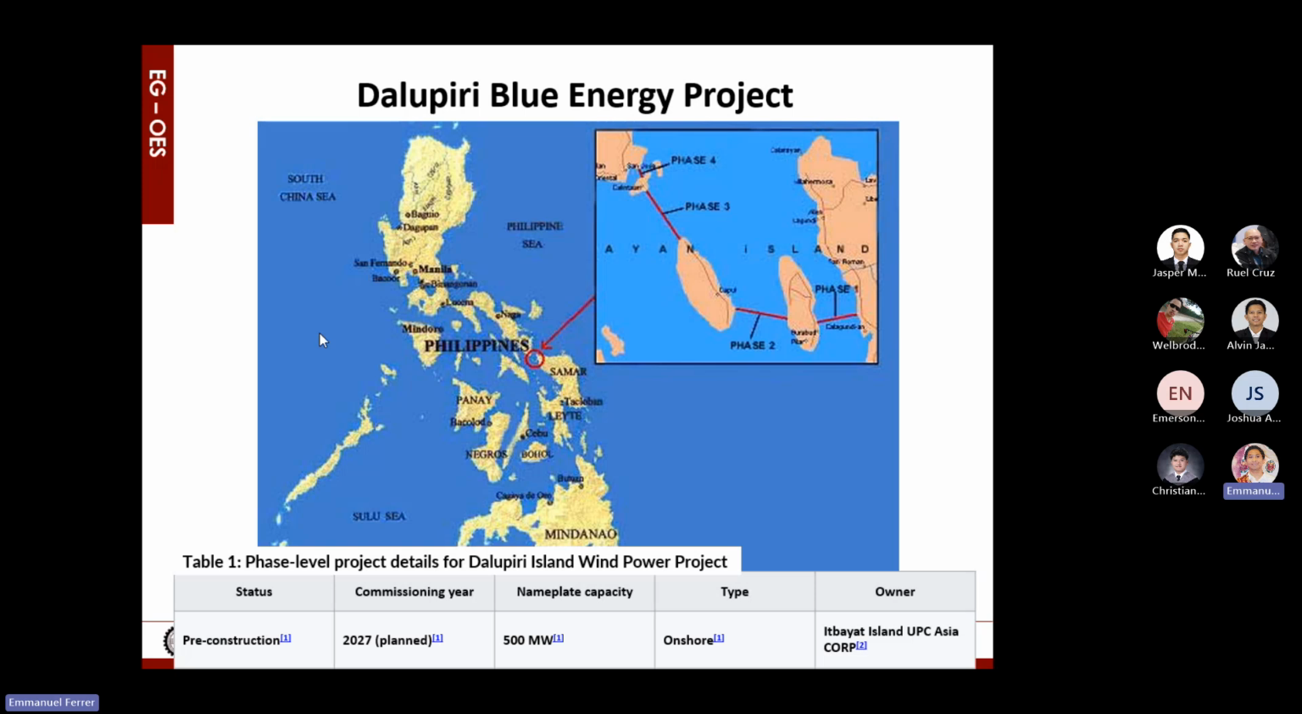So, 500 megawatt capacity, onshore, since they will be building a sort of dam, and it will be managed by Itbayat Island UPC Asia Corporation. Hopefully this pushes through by 2027. There were probably many consultations, and maybe there is some resistance from the community or from the local government. But we will see. 500 megawatts is quite big as well.